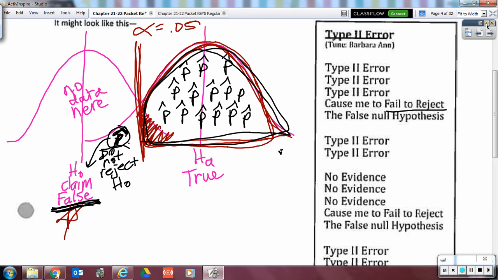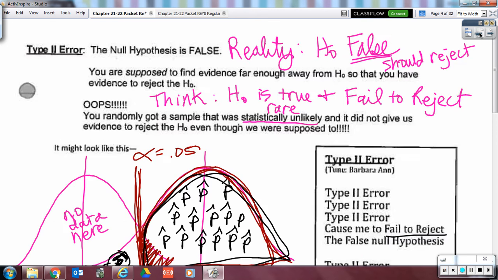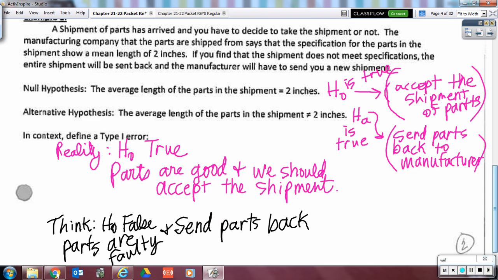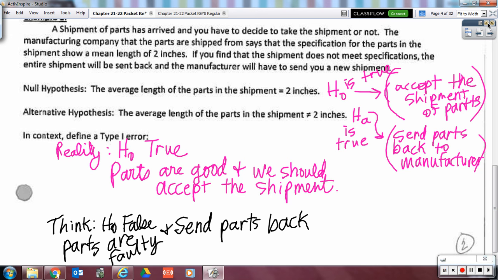Okay. So we are so almost finished here, guys. I'm sorry, I've got one little mess up there. Let's do this problem here about our manufacturing. Okay, you ready? So here we are with our parts again. You're on the dock. Here comes a shipment, and the null hypothesis is false.